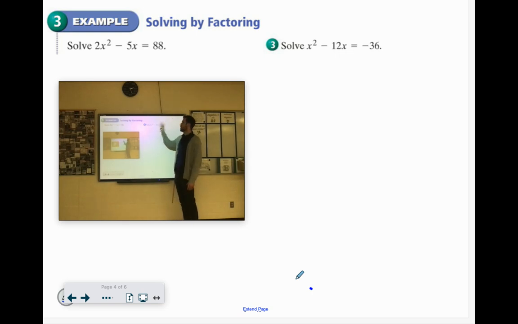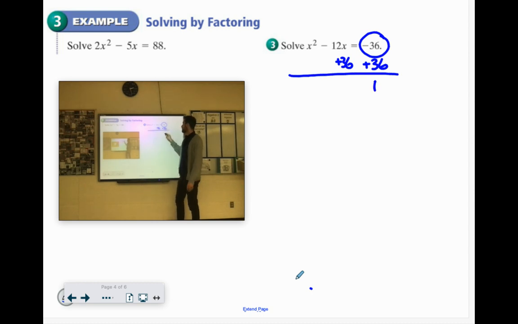Okay, we're actually going to do the second one first, because that first one's a little bit tougher. Now, like I said earlier, you always have to have it equal to 0 to do the zero product property. So here, I have a negative 36. That's a problem, but it's an easy problem to fix. So you always move it to the other side of the equal sign by either adding or subtracting, always the opposite. So if you see negative 36, that means we're going to add 36 to both sides, because negative 36 plus 36 is 0.